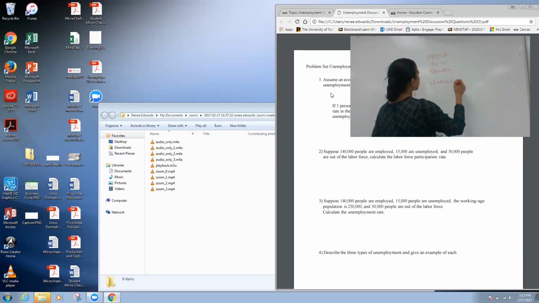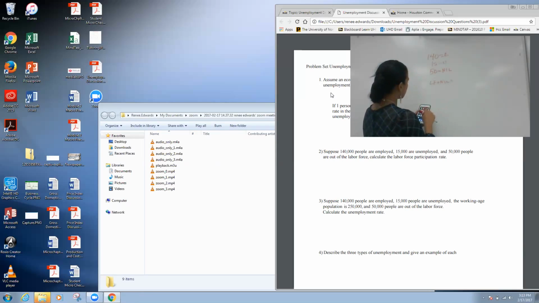So if I add here, what did I have? My labor force: 140 plus 15 tells me my labor force is equal to 155. All right, and I have my not in the labor force, the 50.